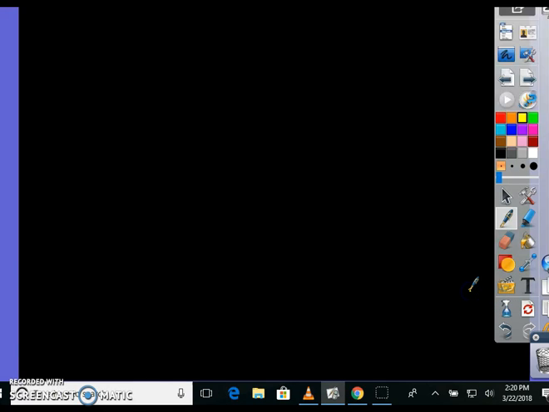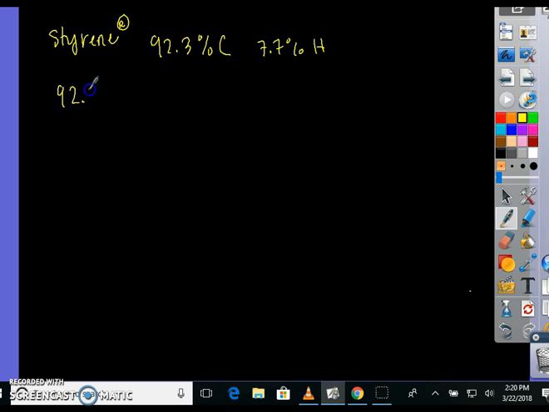So let's take a look at styrene. Okay, so this is styrene, registered trademark. And I got 92.3% carbon, and I think I have 7.7% hydrogen. And you'll notice again that if you add these together, you get 100%. We're going to treat the percentages as if they are grams. So I'm going to go ahead and do that now.